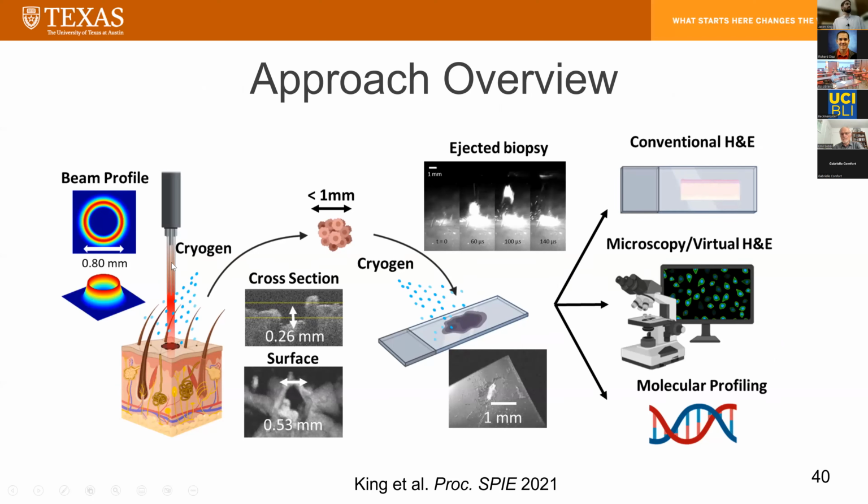Again, we shape the beam into this annular shape. And when we ablate the tissue, we pop out this small tissue section that's less than 1 millimeter in diameter. You can see the scale here is on the order of a few hundred microns. When it comes out, we collect it directly onto a glass slide, where it could then be analyzed using a variety of methods depending on the application. So it could be conventional H&E staining, microscopy, or different types of molecular profiling.